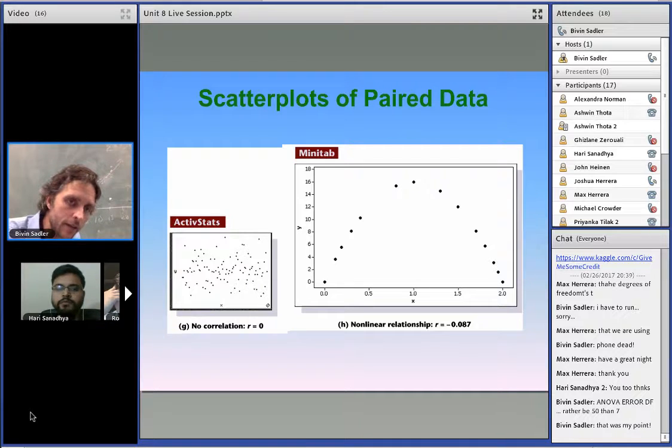However, beware, because notice what would happen if you did not look at the scatter plot and you just looked at R. We would totally miss correlation in the data. These data are super correlated, just not linearly correlated. So we cannot just look at R. We have to look at the scatter plot first, and R provides us a measure of the strength of the linear correlation.